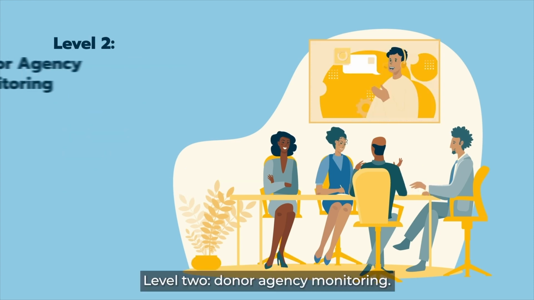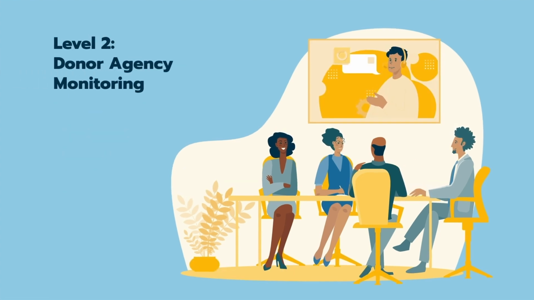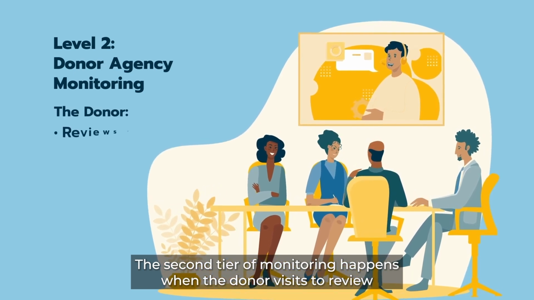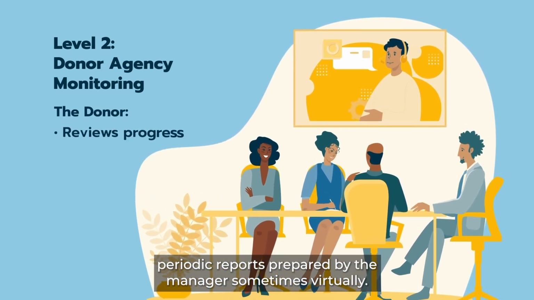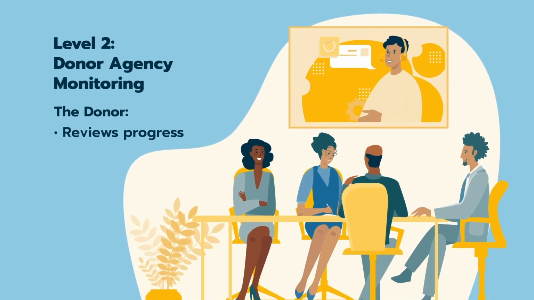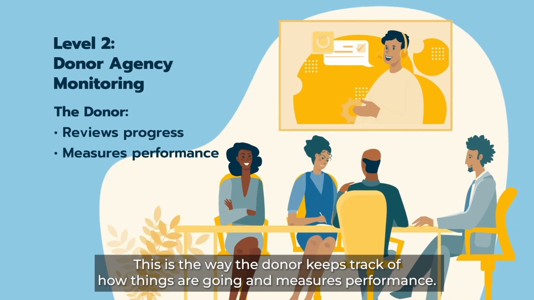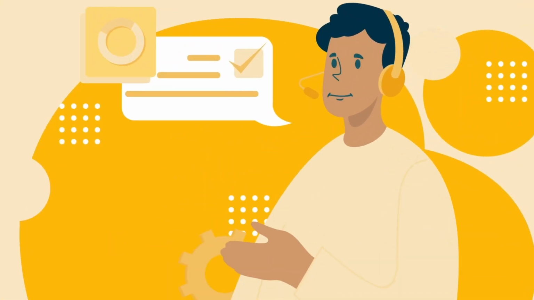Level 2. Donor agency monitoring. The second tier of monitoring happens when the donor visits to review periodic reports prepared by the manager, sometimes virtually. This is the way the donor keeps track of how things are going and measures performance.